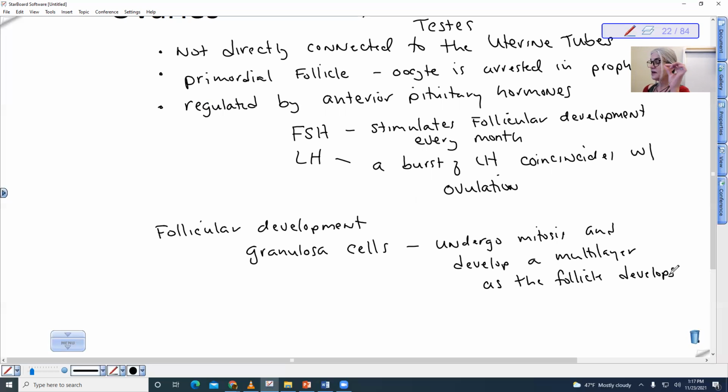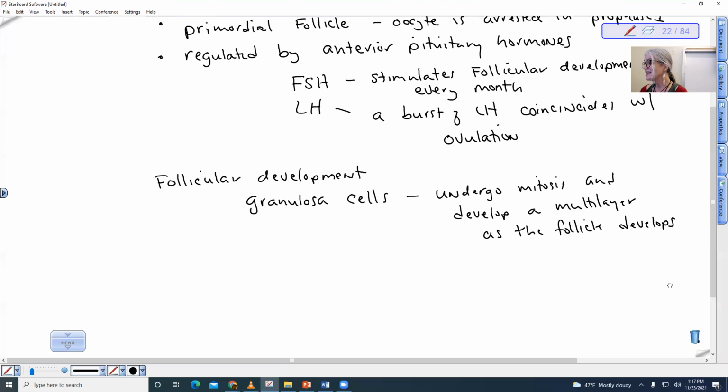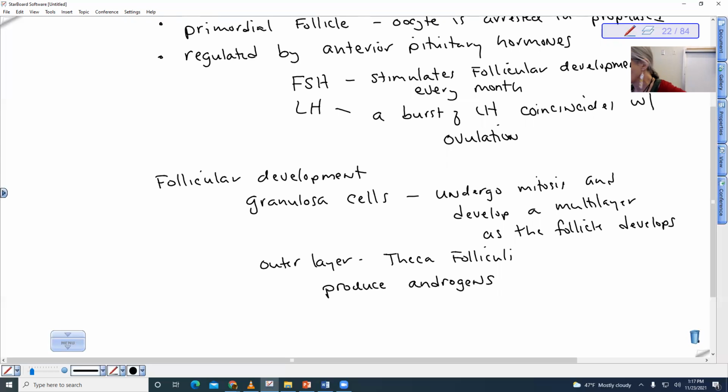Now, outside of the granulosa cells, there are connective tissue cells that are kind of interesting. They form what is called the theca folliculi, the outer layer. I'll show you a picture in a minute, but these cells produce androgens. Andro means male, so male generating, like testosterone, is an androgen.